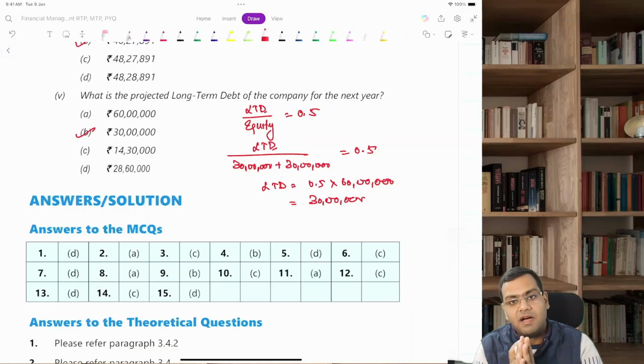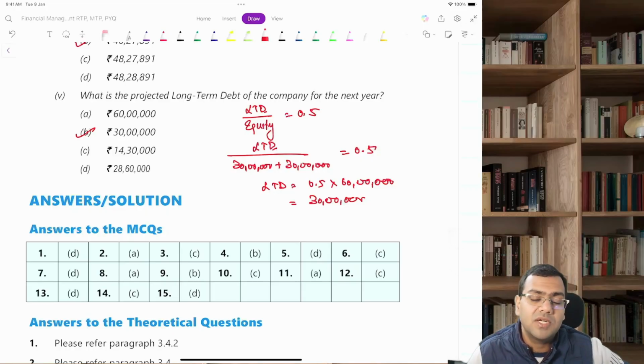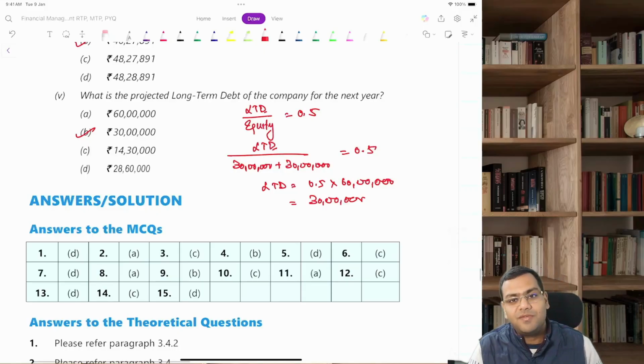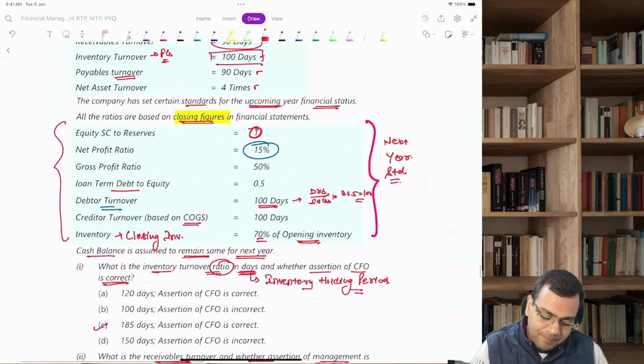Clear? A very good case study, sir. Can this type of a case study be asked in the examination? Yes, definitely this type of a case study can be asked in the examination. And the interesting part here is that they have mixed two chapters. They have taken the ratio analysis and they have taken the working capital also. Yes, this type of a case study they can definitely ask in the examination.